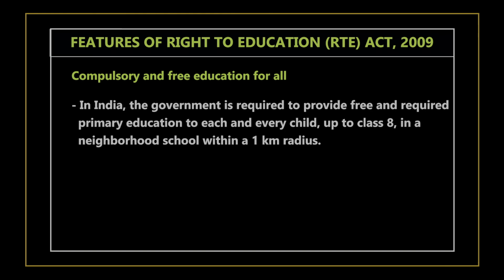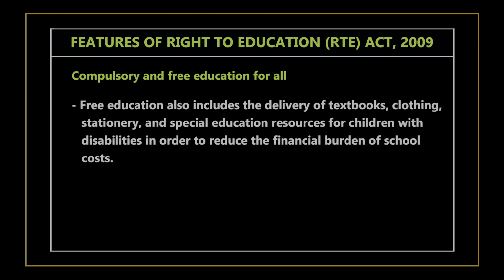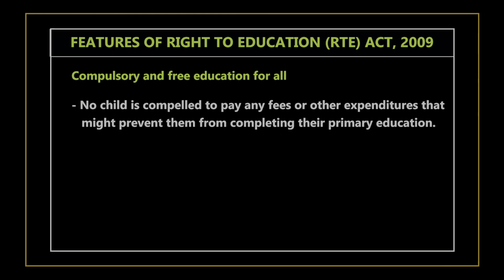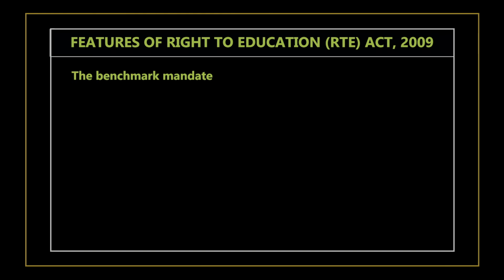In India, the government is required to provide free and compulsory primary education to each and every child up to class 8th in a neighborhood school within a 1 kilometer radius. Free education also includes the delivery of textbooks, clothing, stationery, and specific education resources for children with disabilities, in order to reduce the financial burden of the school cost. No child is compelled to pay any fee or other expenditure that might prevent them from completing their primary education. The benchmark mandate.